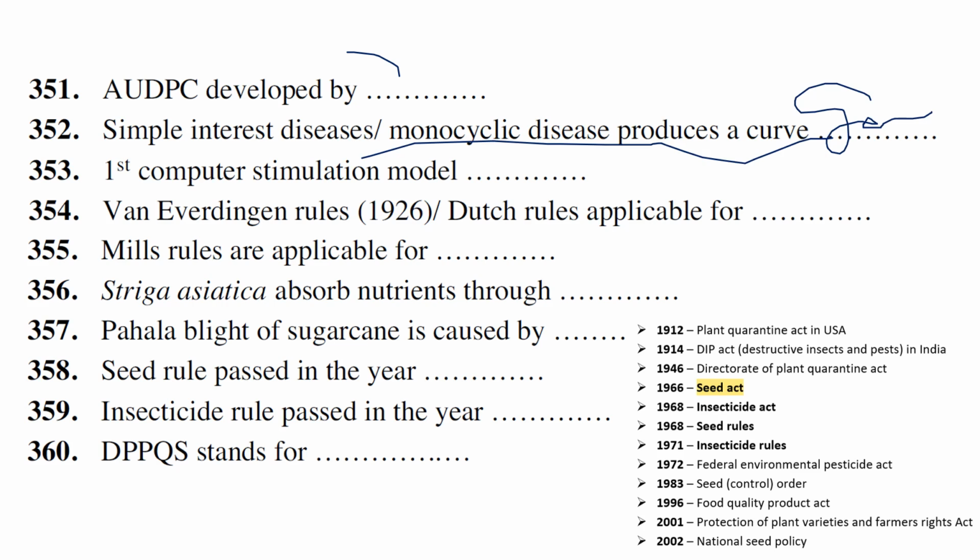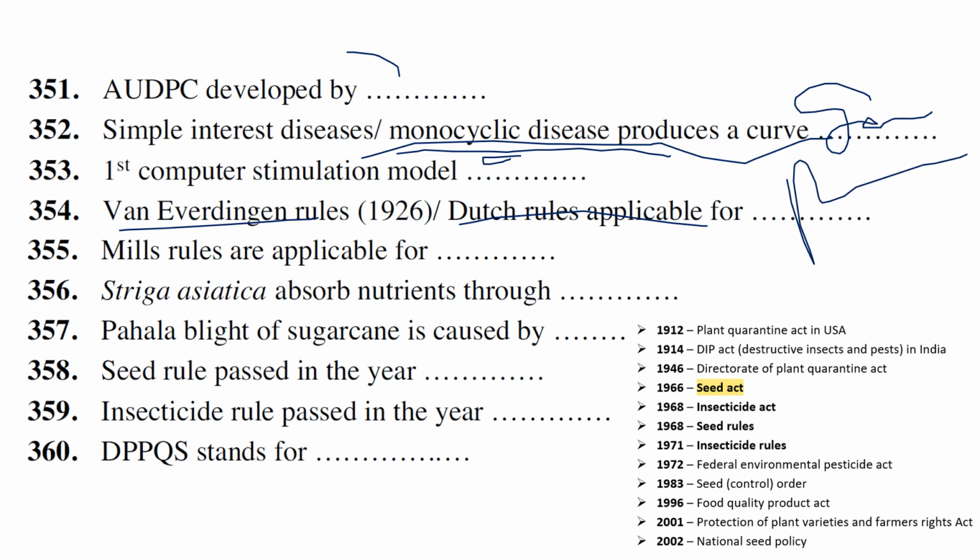Simple interest diseases or monocyclic diseases produce a curve called saturation curve, whereas compound interest diseases or polycyclic diseases produce a curve called sigmoid curve or S-shaped curve, whereas polyetic disease produces a curve called bimodal curve. First computer simulation model, EPIDEM, recommended for early blight of potato and tomato, I think so. EPIDEM, okay. Van Everdingen rules or Dutch rules are applicable for late blight of potato, Phytophthora infestans, okay.